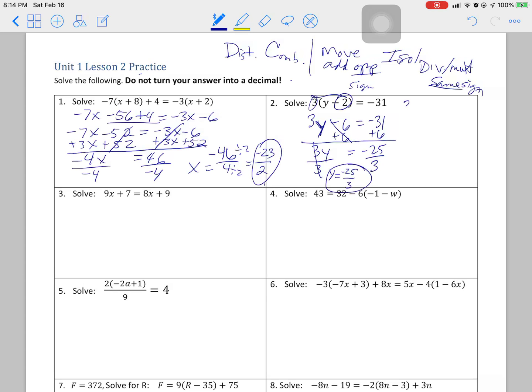All right, so if I was putting this back in, 3 times negative 25 over 3, minus 2 equals negative 31. So I need to make these like denominators to be able to add or subtract these together. So what is 2 in terms of a 3? So that would be 6 over 3. So that would be 3 times negative 31 over 3. And then the 3's would go away, so you get negative 31 equals negative 31. So that one is correct. Okay.